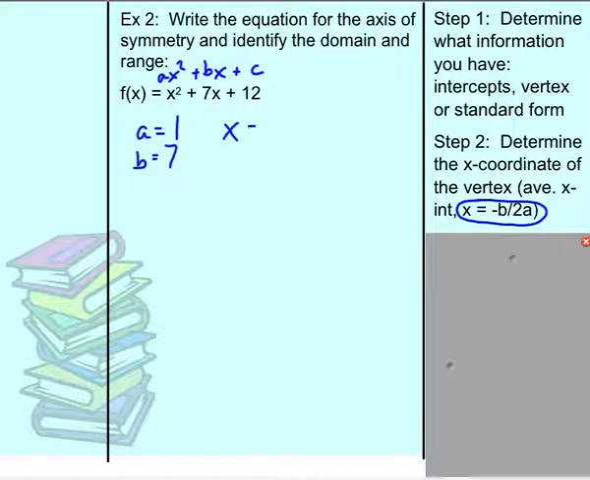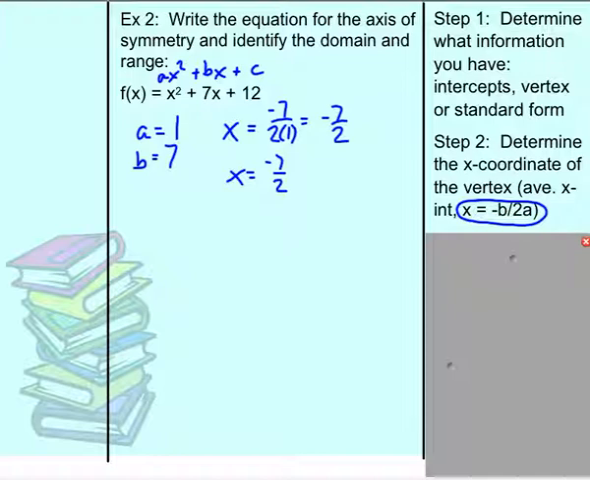So, equation for the axis of symmetry: x equals negative b over 2a, or negative 7 halves. So the equation for the axis of symmetry is x equals negative 7 halves. Now remember, that's a vertical line that you place on the graph, goes through the vertex, and it's the line across which the graph can be reflected.